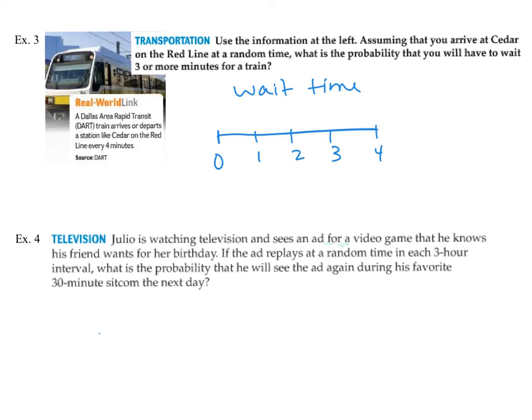All right, so on this timeline, if you were going to arrive, the question is, what is the probability that you will have to wait 3 or more minutes for a train? Well, on our timeline, that would be this portion of the timeline from 3 to 4 minutes. So I think you can see geometrically that the probability of you having to wait more than 3 minutes, this yellow portion, is 1/4 of the whole timeline. So your probability of having to wait 3 or more minutes would be 1/4.